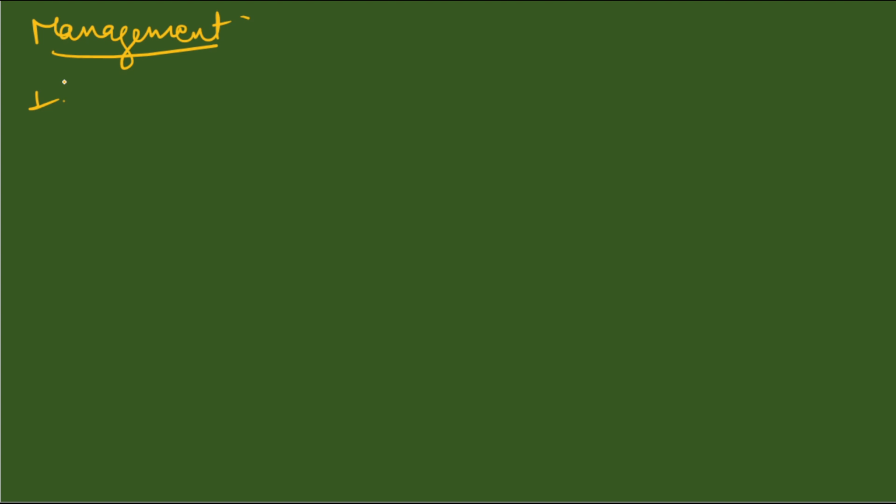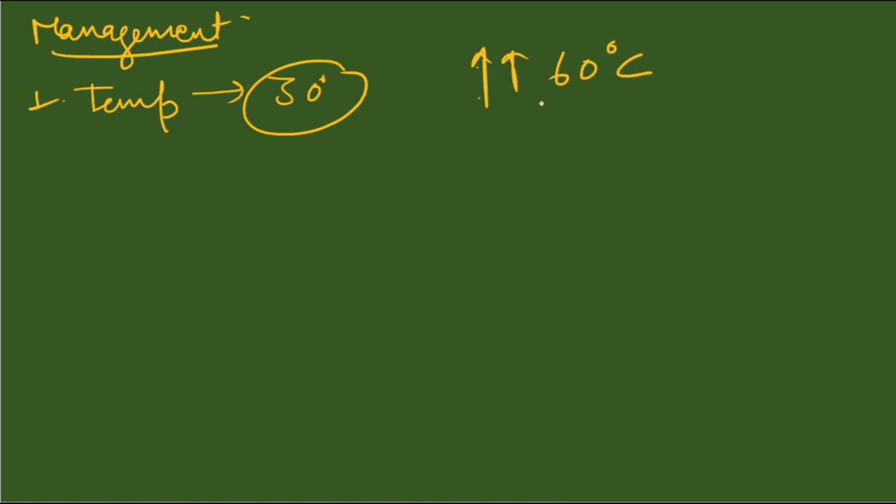So first of all, as I always say, inspection and other things we need to do, that is a common point. Temperature is very important here. They thrive around 30 degrees Celsius. So what we will do, we will increase the temperature up to 60 degrees Celsius so that they get killed. Around 30 minutes at 60 degrees Celsius will kill the pest completely. So that is one thing we can do.